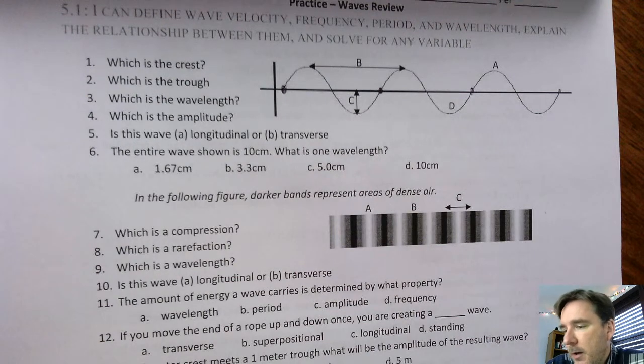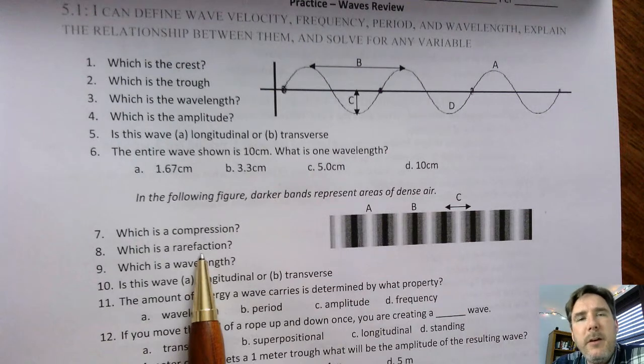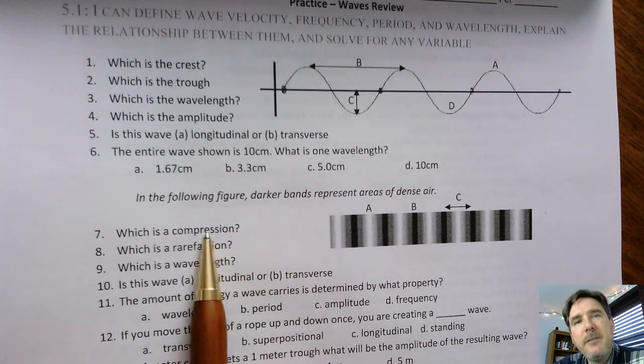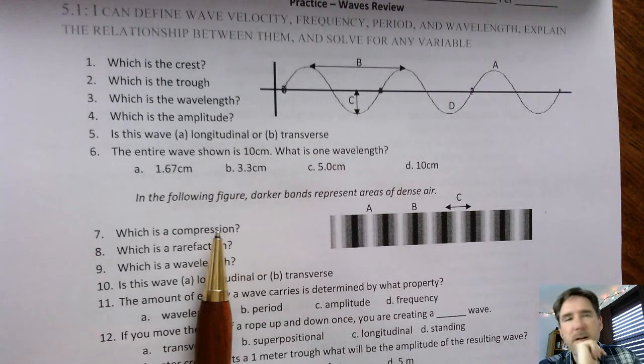So compression and rarefaction are two parts of a longitudinal wave that you should be aware of. Compression is fairly obvious. If you think of a sound wave, the air molecules are sort of just bumping into each other, and you get this chain reaction going down the line. Compression is where the molecules will be compressed together, or in a slinky.